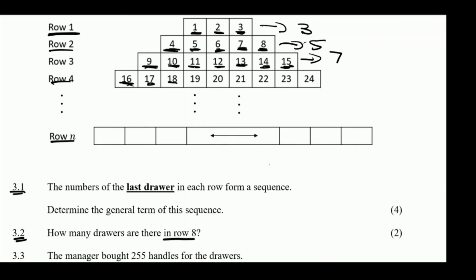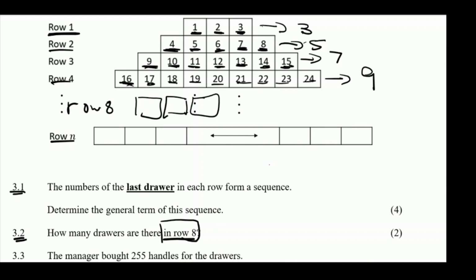This is 1, 2, 3, 4, 5, 6, 7, 8, 9. So it consists of 9. So we are asked to find the number of drawers in row 8, right? We don't know row 8, but we know it's somewhere here. We want to know the number of drawers that it has. So for us to know it, we need to write down the sequence that I just wrote here.